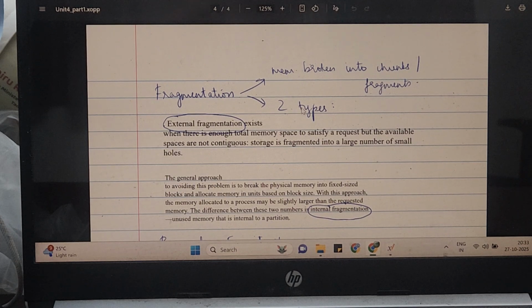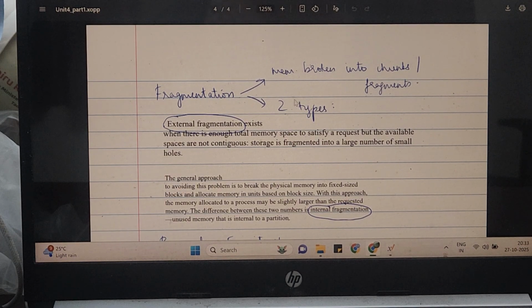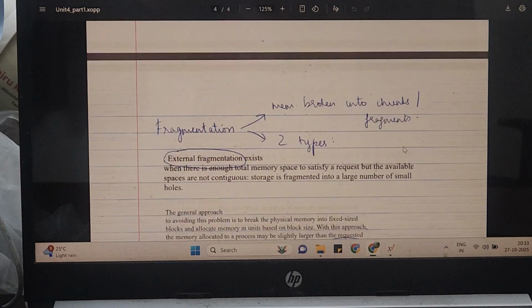Okay, so we looked at the variable partition scheme for memory allocation, and we concluded by saying that there's a problem with that idea of putting processes into holes, and that problem is called fragmentation, right? So in this segment we'll take a closer look at what that is. Fragmentation basically means your memory is broken into chunks or fragments.